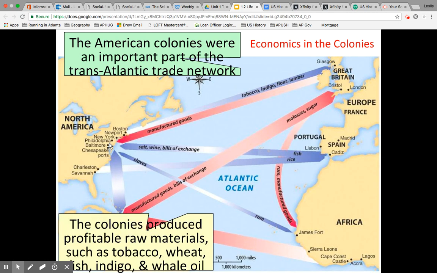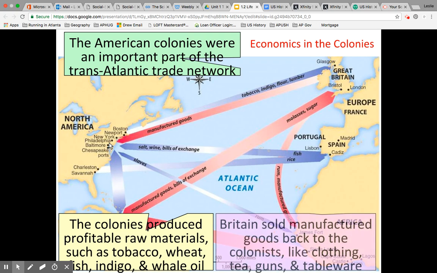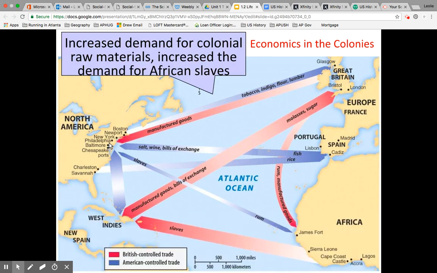So the colonies produced profitable raw materials such as tobacco, wheat, fish, indigo, and whale oil. And then Britain sold manufactured goods back to the colonists like clothing, tea, guns, and tableware. So the equivalent of that is, I have the lumber. I'm going to sell it back to the mother country. They're going to turn that lumber into furniture, which they then sell back to me. If you think this sounds fishy, you're probably onto something.